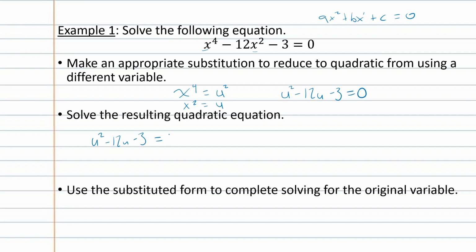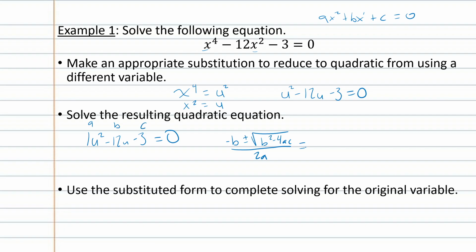Now, if we look at this one, it's not able to be easily factored because I don't have two factors of 3 that add to 12, or negative 3 that add to negative 12. So you've got a couple of things you can do. You can complete the square like we did last time. You can plug it into the quadratic formula, negative b plus or minus the square root of b squared minus 4ac all over 2a, which works perfectly fine here, with a being 1, b being negative 12, and c being negative 3.